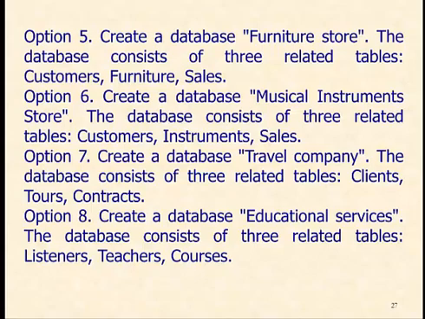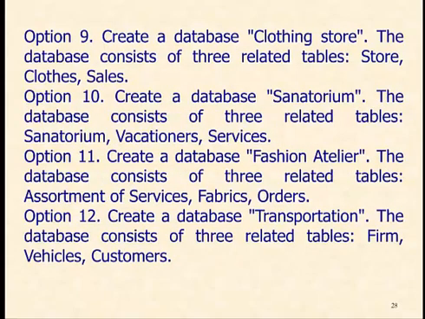Option 8. Create a database educational services. The database consists of 3 related tables: listeners, teachers, courses. Option 9. Create a database clothing store. The database consists of 3 related tables: store, gloves, and sales. Option 10. Create a database sanatorium. The database consists of 3 related tables: sanatorium, vacationers, and services.